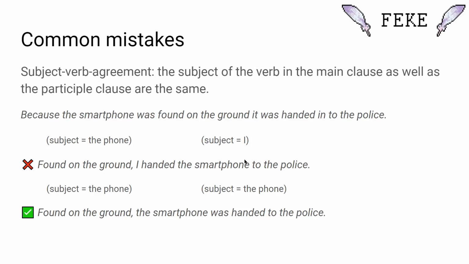However, if you want to make sure that it's perfectly correct academically, you want to make sure that the subject of both parts of the sentence is the same. In this example right here, we can see found on the ground, the subject is the phone. The smartphone was handed to the police. And here it's still the phone who is the subject. And this is a little bit tricky, I understand that.